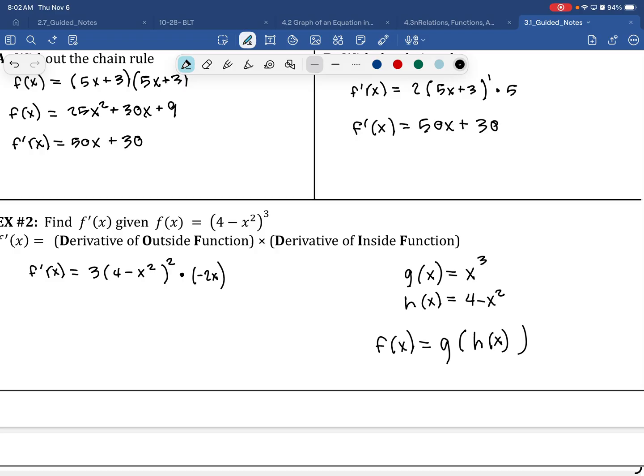It doesn't have to be powers. It could be trig functions, logarithms, or exponentials. Does that make a little more sense? Does that mean that any term that is cubed or squared is considered its own function? Yes, ma'am.